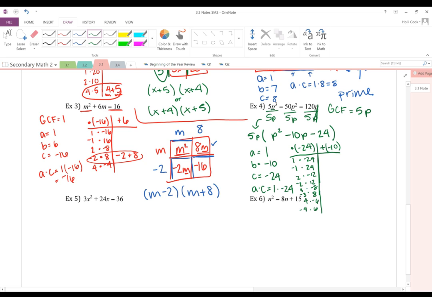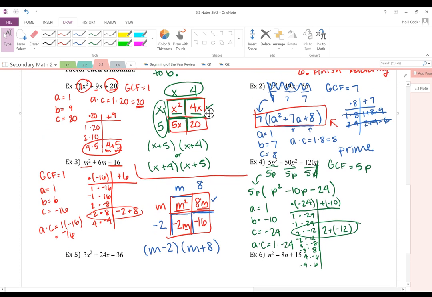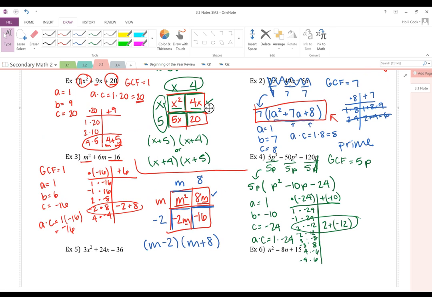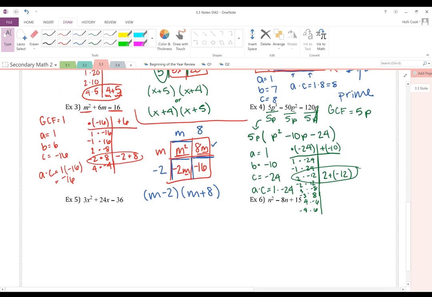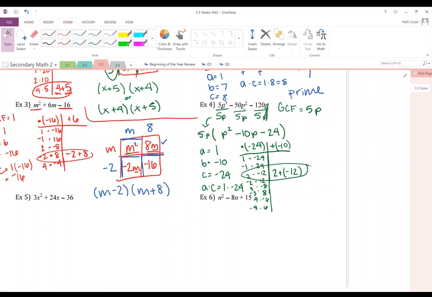Okay, so we need to see which one of these is going to add up to negative 10. So if you add all these together, 2 plus negative 12 should add up to negative 10. So this time it worked. Remember the first time when we had a GCF in example 2, it didn't work. But this time it will, so we can keep going.